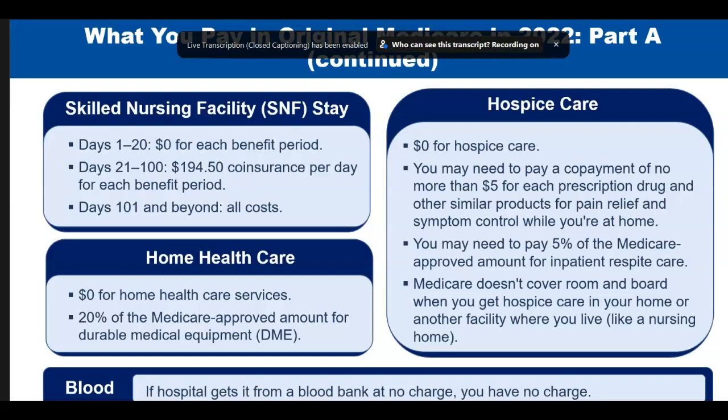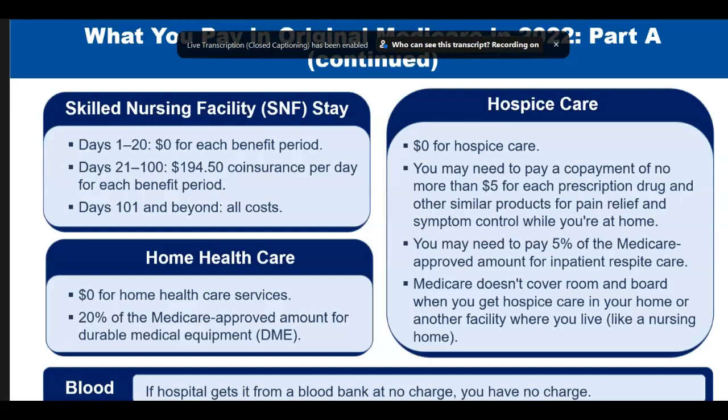Also, for hospice care, there's $0 hospice care, up to $5 per prescription to manage pain and symptoms while at home. And then there's 5% of the Medicare approved amount for inpatient respite care. Medicare does not, however, cover room and board when you get hospice care in your home or another facility where you live, like a nursing home.